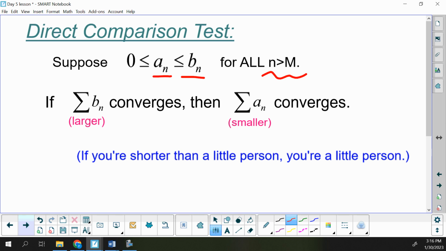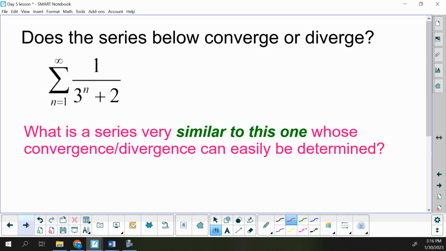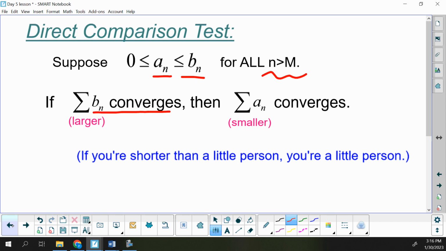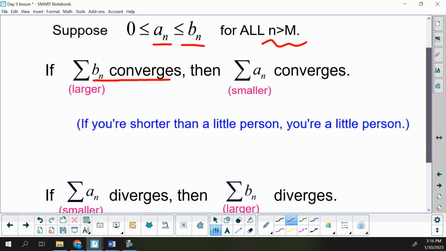Let's say that B converges. And B we know is always going to be larger. If B converges, anything smaller than B should also converge. So if you're shorter than a little person, you're also a little person. Oops, I guess it's below here.